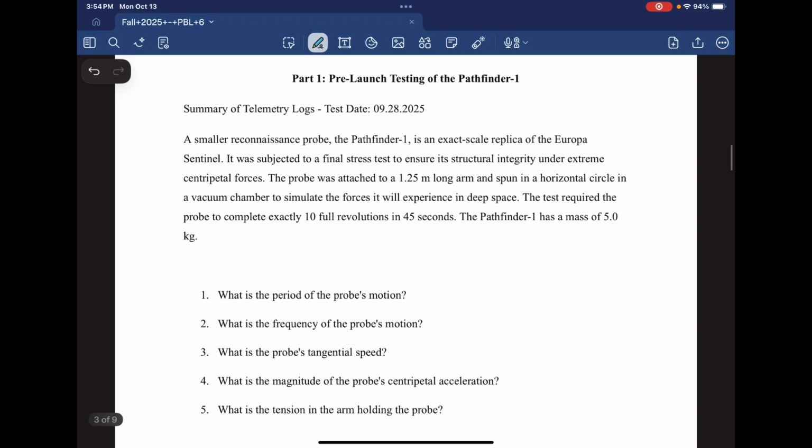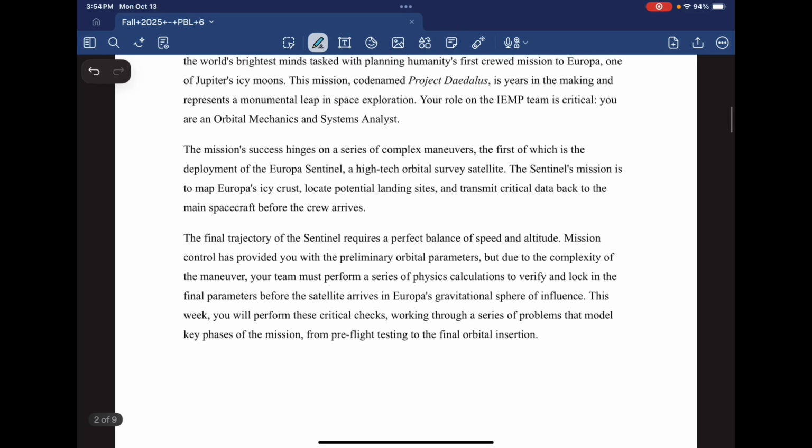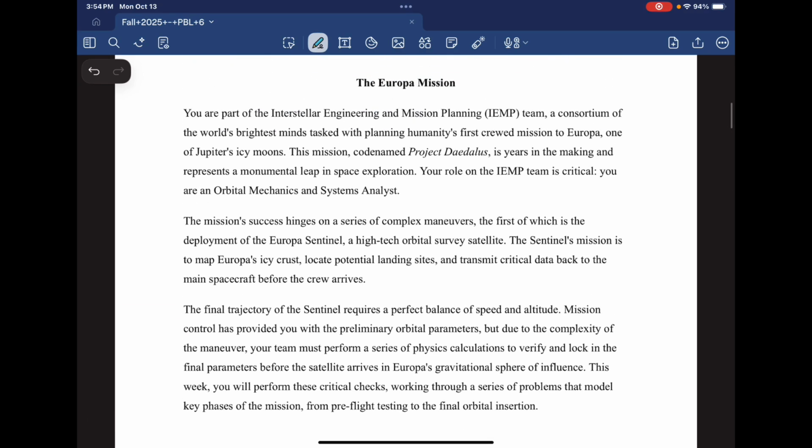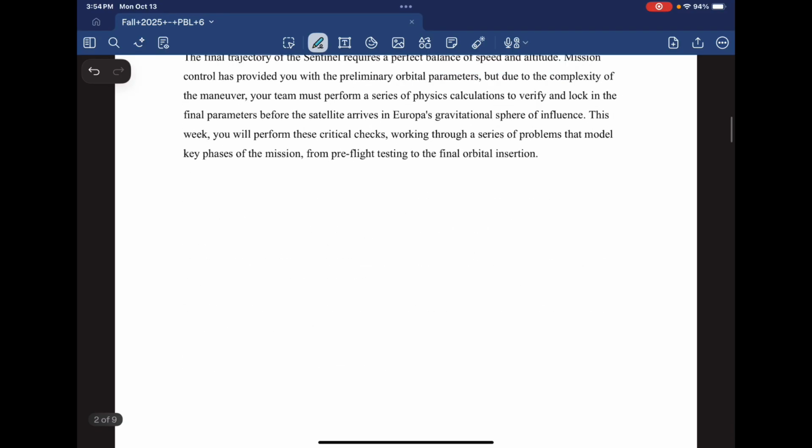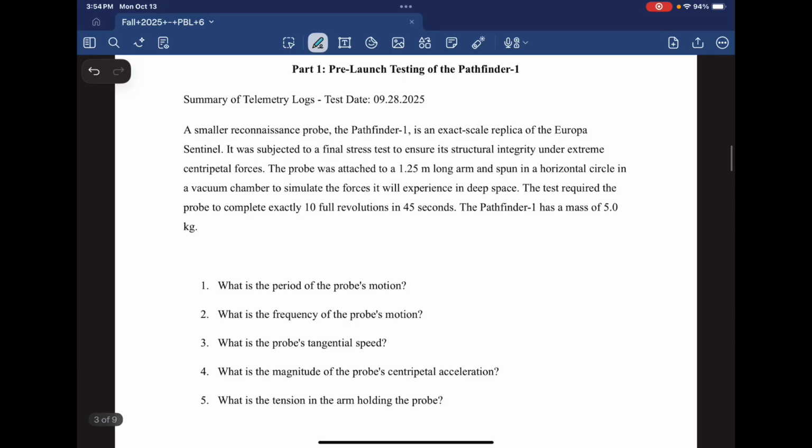So the first problem that we're going to go through, also up here you can pause and examine this if you really want to read through the context of this problem. But for this first part, we're going to use the Pathfinder 1, which is a replica of the Sentinel. And it's going to kind of give us some information about how the Sentinel is going to act.